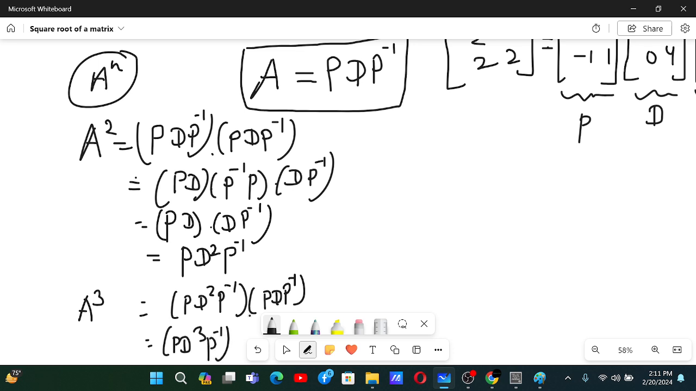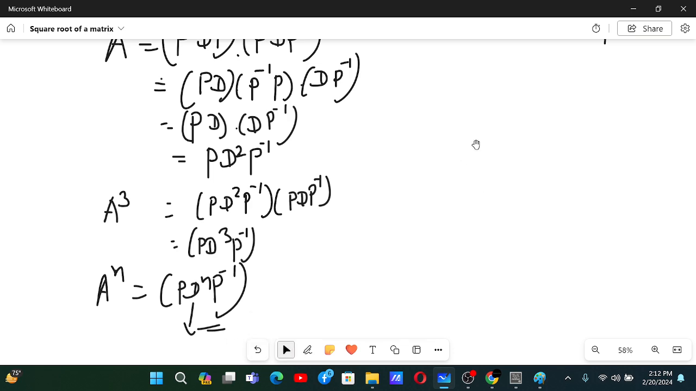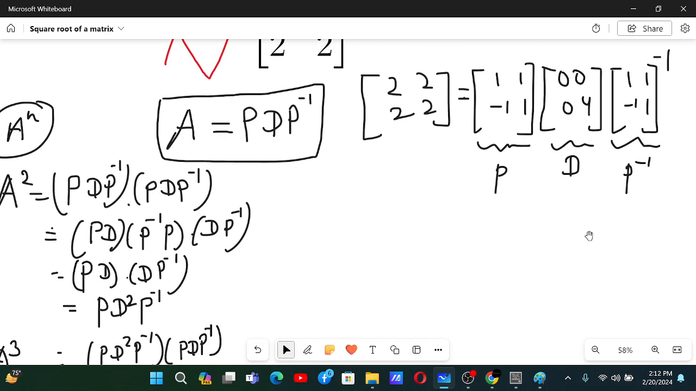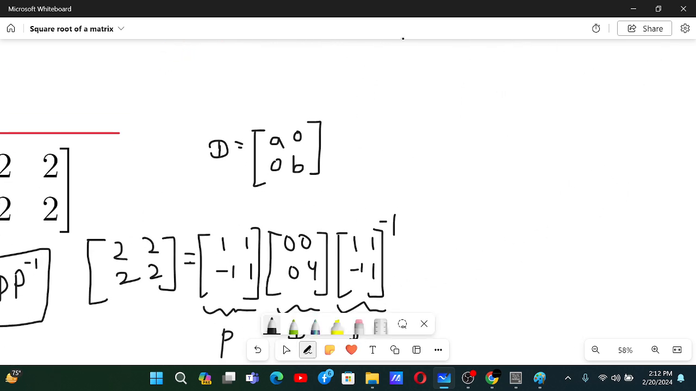This tells us that A to the power n will just be P D to the power n times P inverse. Okay, so we know this, but how is this helpful? We still need to find D to the power n, and wouldn't that be tough again? The answer is no. To find D to the power n, it won't be tough. Let me show you how.